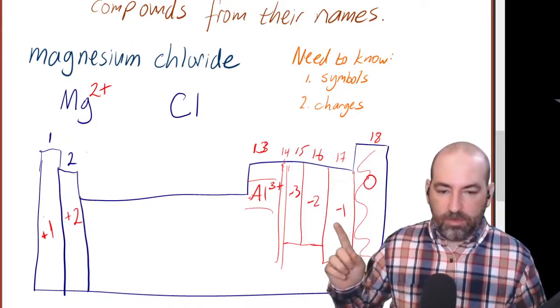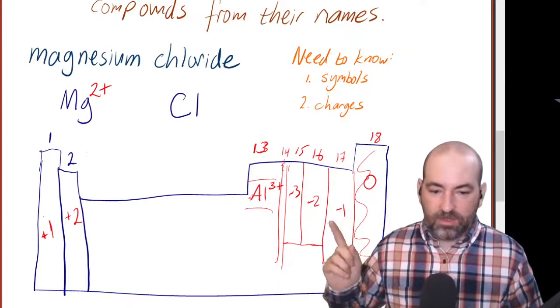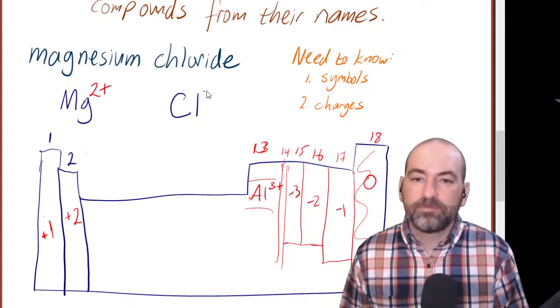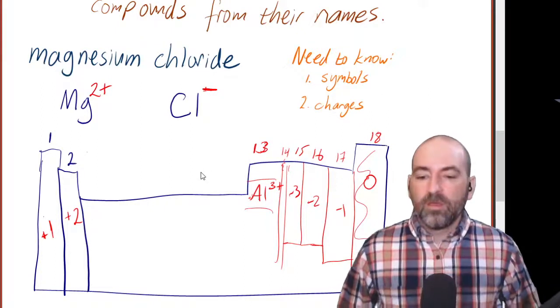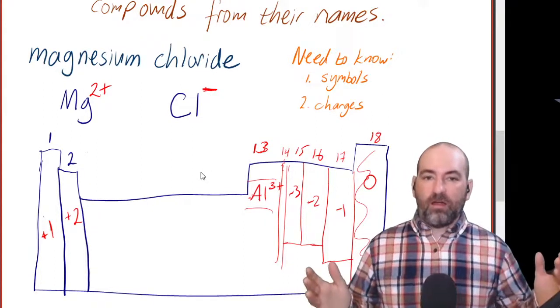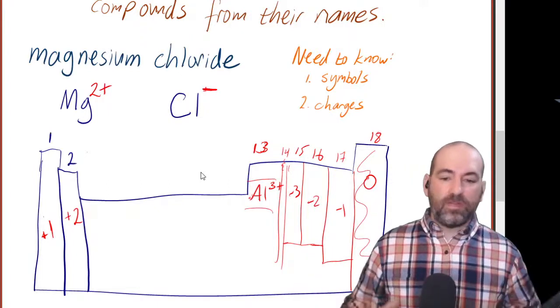So we know that's going to be a +1, or sorry, a -1. So chloride's going to have -1. And usually when it's just 1, we leave the number out. So we've figured it out. We've got our positive and negative charges.